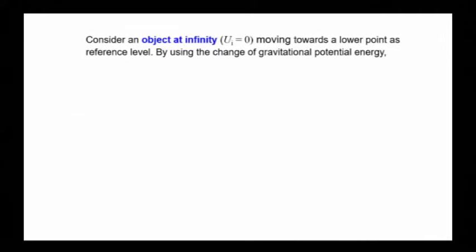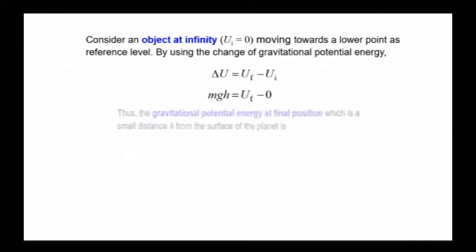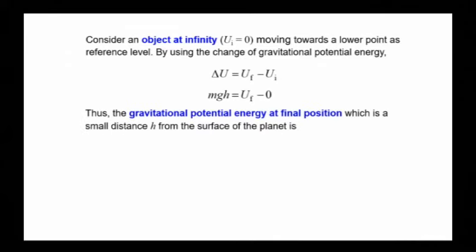Let's consider an object at infinity moving towards a lower point as the reference level. By using the change of gravitational potential energy, note that the initial value of gravitational potential energy is 0. Thus, the gravitational potential energy at the final position, which is a small distance h from the surface of the planet, equals the product of the mass of the object, the gravitational field strength near the surface of the planet, and the height of the object from the surface of the planet.